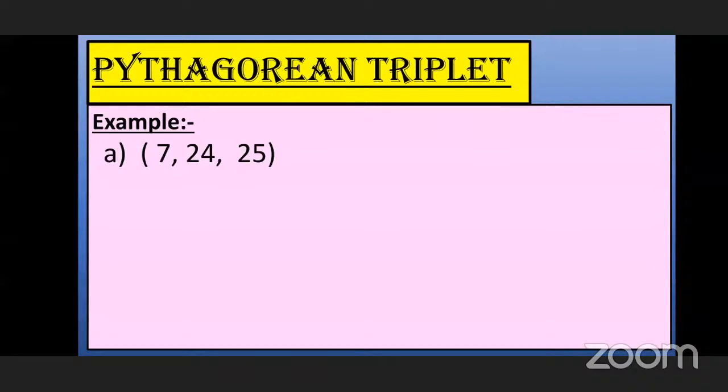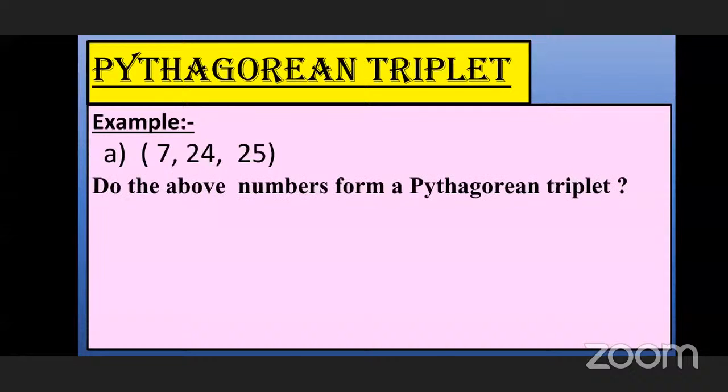We will understand this concept through an example. The example is 7, 24 and 25. Here three numbers are there. As we have seen, the hypotenuse is the longest side. So which is the biggest number, children? 25. Yes, 25 is the biggest number. First, we will see whether the above numbers form a Pythagorean triplet.